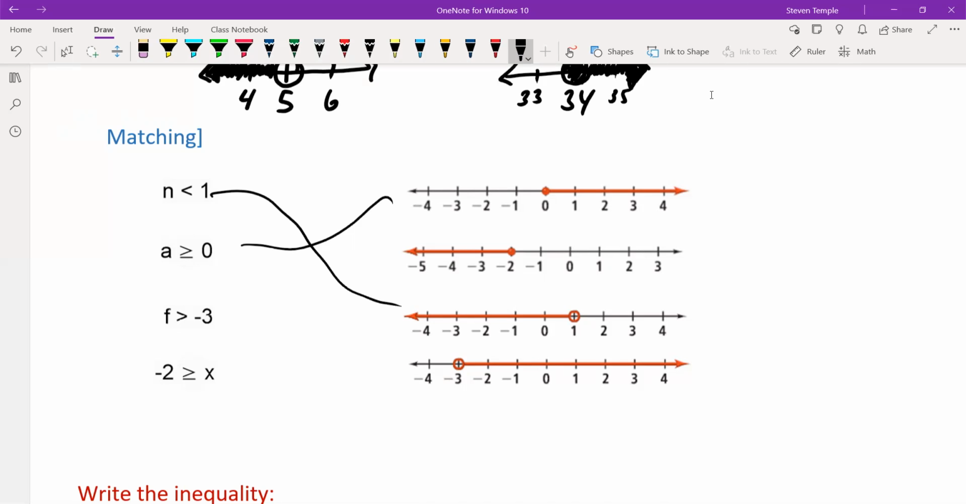So it has to be, well, it has to be this one right here. Okay, so for the last one, -2 greater than or equal to x. That just doesn't read nice. It's very hard to understand that. And I know what the answer is going to be up here. That's the last choice, obviously.